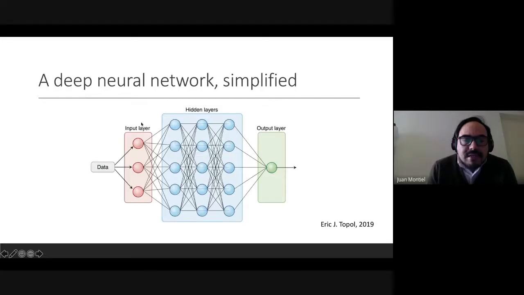This is a different network. Here we have the input, where they say the data, and we have a first layer, which is the input layer, and then we have hidden layers, and then we have an output layer. So in this structure, we have to present data. It's going to be perceived by the input layer, processed by the hidden layers, and then we will have a result.